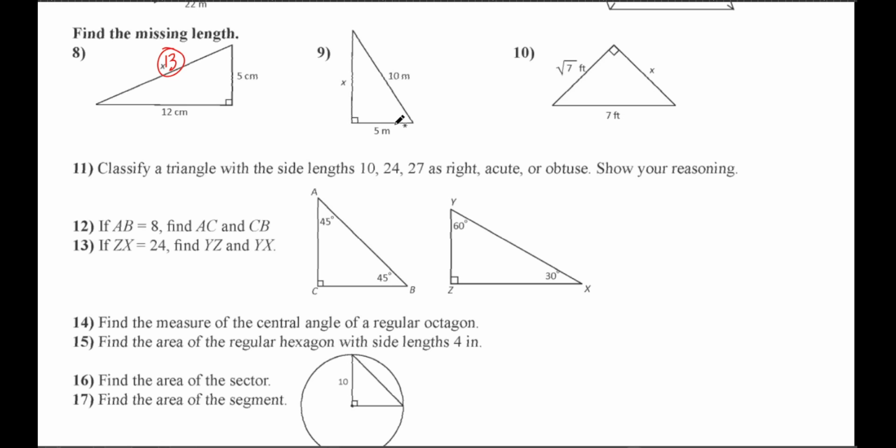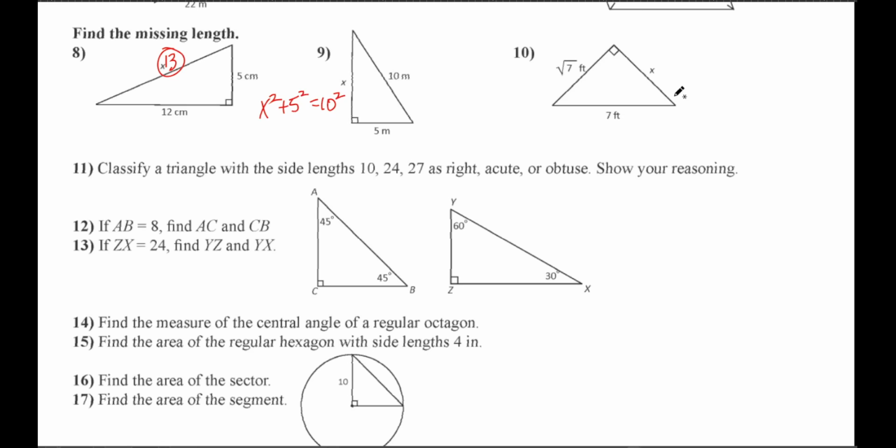All right. Now, this one's not quite as nice, so what are you going to use? Pythagorean theorem, okay? So you can do that. I'll set it up for you and let you do it on your own. X squared plus 5 squared equals 10 squared, and then whatever you get.